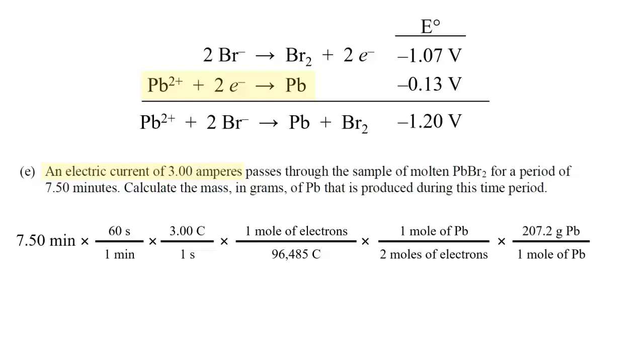So when I do that math on my calculator, I get a final answer of 1.45 grams of lead, and I rounded off my final answer to 3 significant figures based on the time, which has 3 significant figures, and then the current also has 3 significant figures. So my answer is 1.45 grams of lead would be produced during this time period.